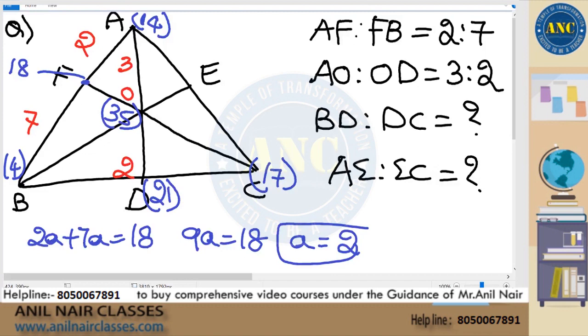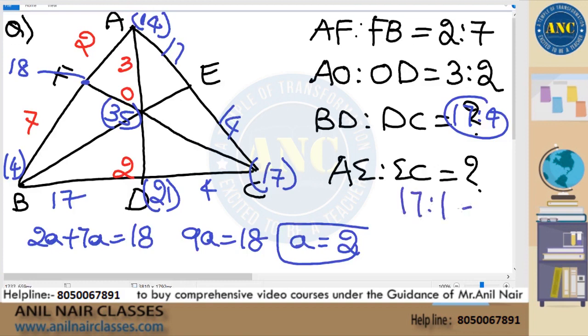So if it is 4 and 17, this will be 17 and this will be 4. So BD is to DC is nothing but 17 is to 4, and AE is to EC is nothing but 17 will be reverse, 14. So this is nothing but 17 is to 14. One is 17 is to 4 and another is 17 is to 14. I hope the idea is clear.